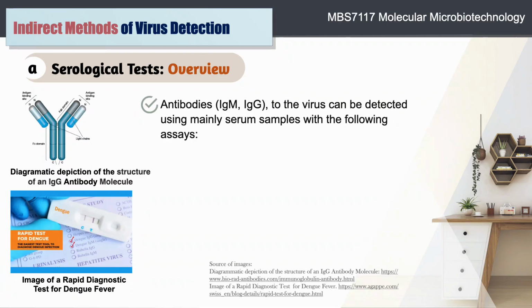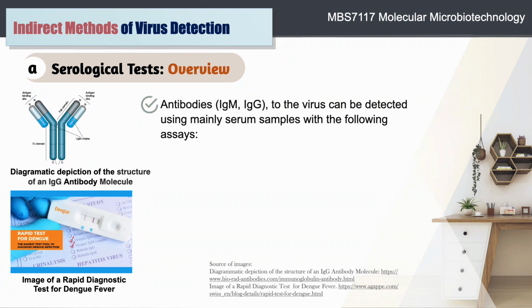We are not detecting the viruses, rather we are going to detect antibodies. So we are going to look at mostly serological tests. The antibodies, which are IgM or IgG, produced as a result of the virus infection, can be detected in serum samples. The picture here shows a diagrammatic representation of an antibody, while below we see a rapid diagnostic test where serum has detected a positive reaction to the antibodies.